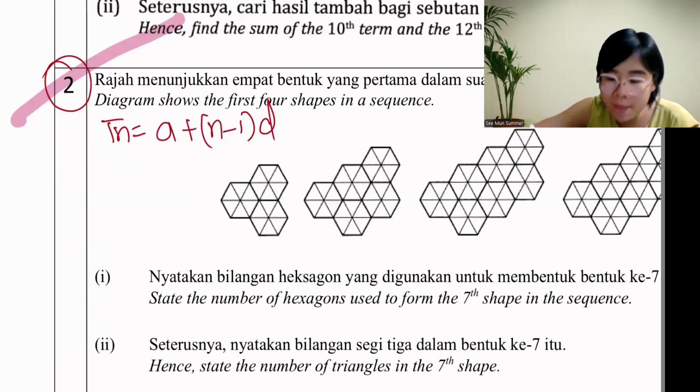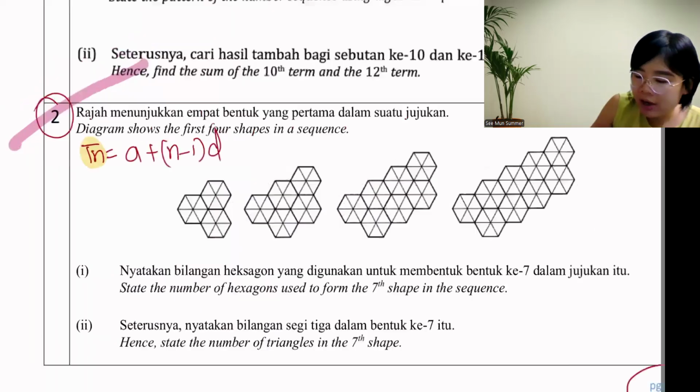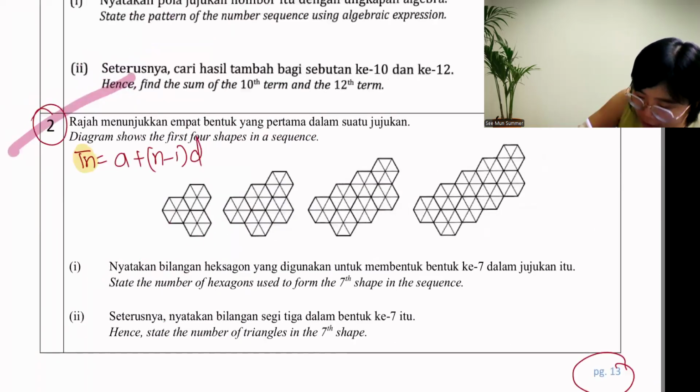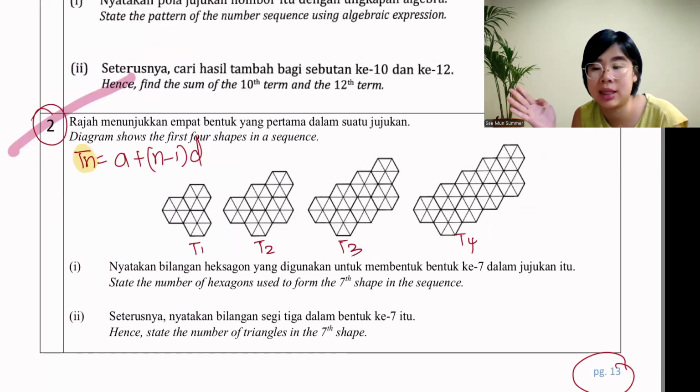So I want to explain one by one again what they mean. First thing first, what is Tn? Tn is like term number 1, number 2, number 3. Whenever you see a pattern like this, I'll straight away write this is T1, term number 1, number 2, number 3, and number 4. So this is a sequence pattern of the particular number.